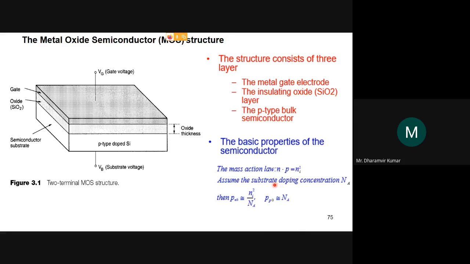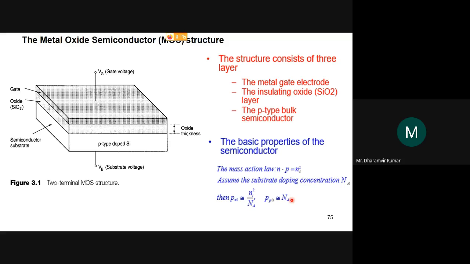So assuming that the substrate doping concentration is Na, since here we have taken p-type doped silicon, and for forming a p-type material we require acceptor impurity, let us denote that acceptor impurity by N with the subscript A. We know from this equation that n naught will be approximately equal to ni square by Na, and p naught will be approximately equal to Na.